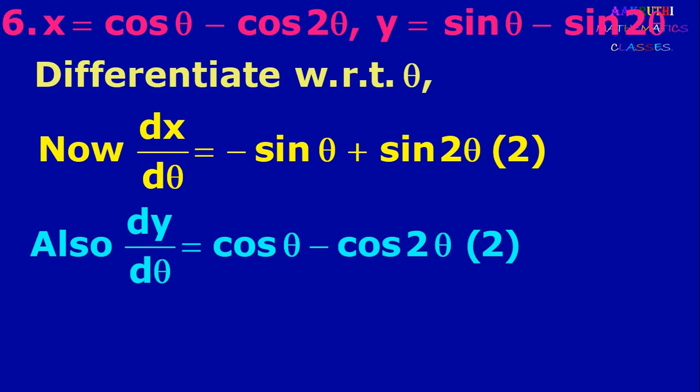Sin theta differentiation is cos theta, minus sin 2 theta differentiation is cos 2 theta into 2. That is, 2 theta differentiation is 2. You have to use the chain rule. So the next question is to find dy by dx.